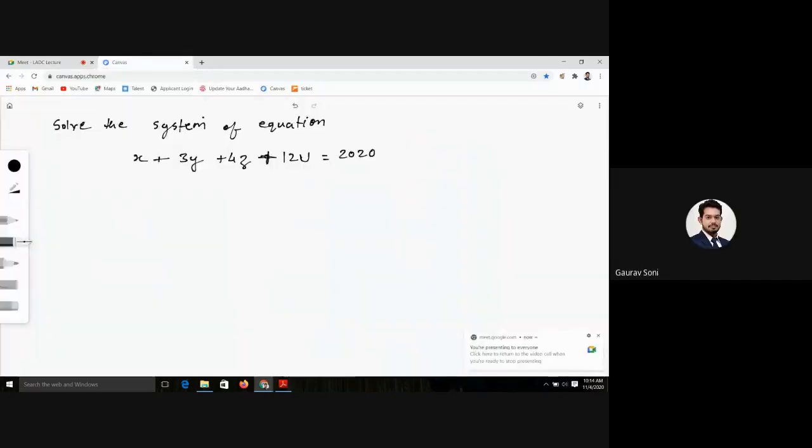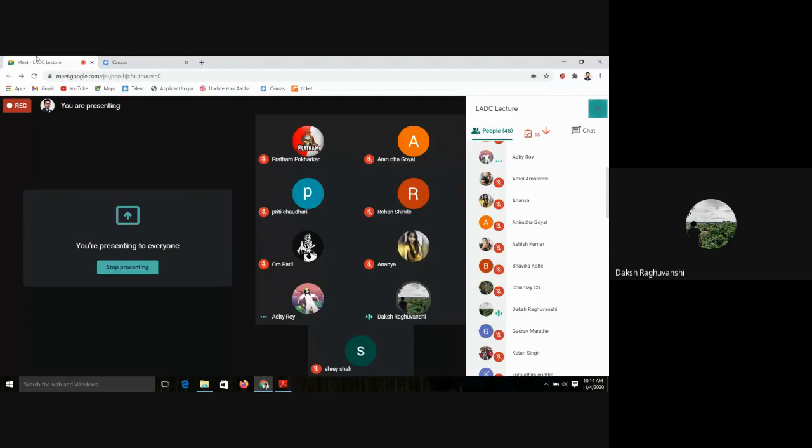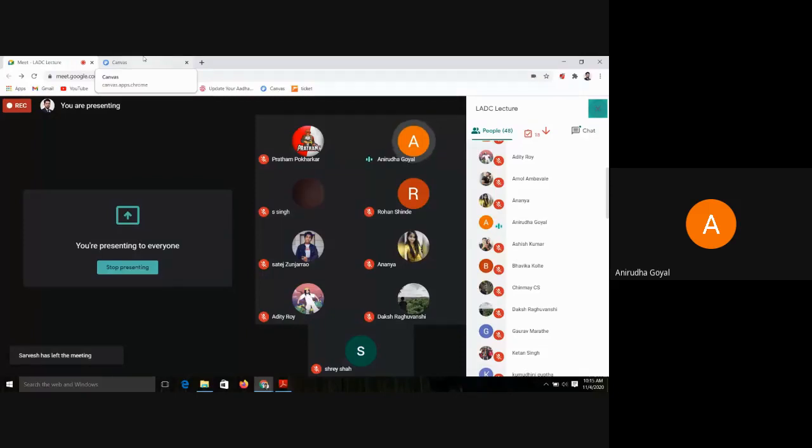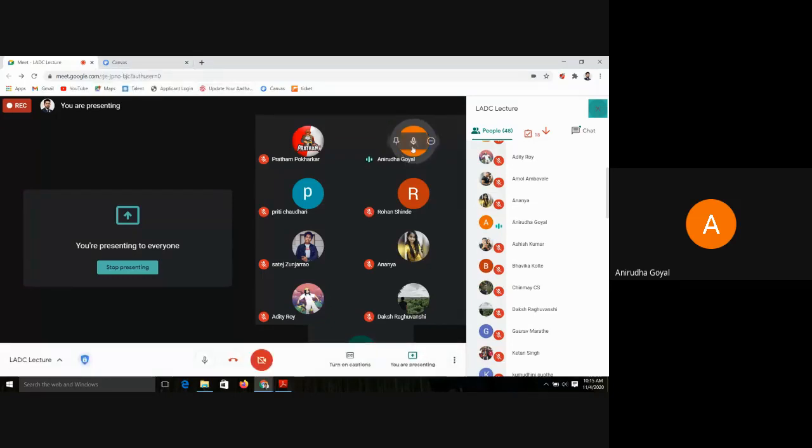Sir, can you show the question once again? Yeah, I'm so sorry. So we will have to assume 3 free variables. Anirudh, which variables? Why do you want to consider 3 free variables? Sir, because the rank of the matrix is 1, and the augmented matrix rank is also 1, but the number of variables is 4. So for the free variables we subtract the rank from the number of variables, so we get 3 free variables.